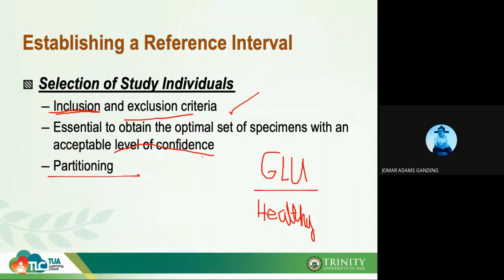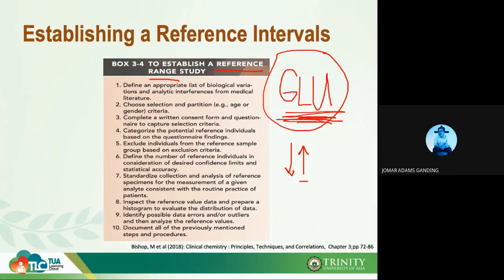It's very important that the inclusion and the exclusion criteria should be strictly followed during the study. Now moving back, number three. Some technicalities. They should complete a written consent form and a questionnaire to capture your selection criteria. So you need to interview them thoroughly, so you would know if they are qualified or not for establishing your reference interval.